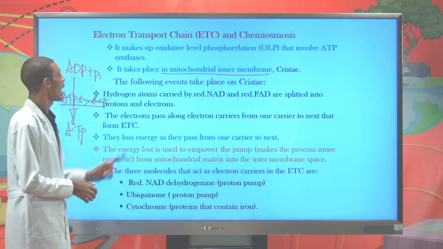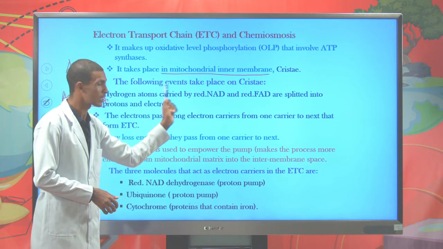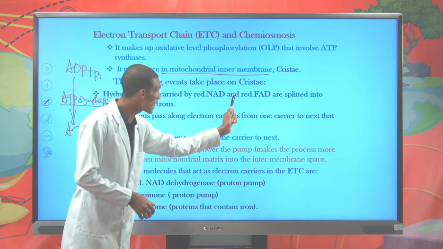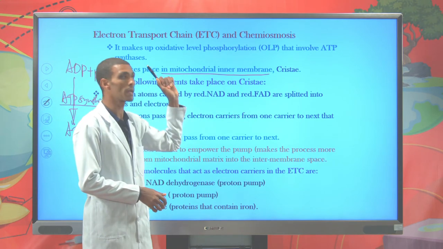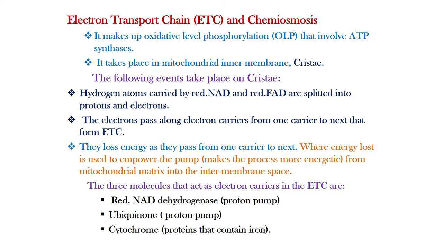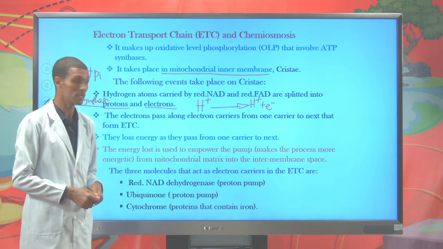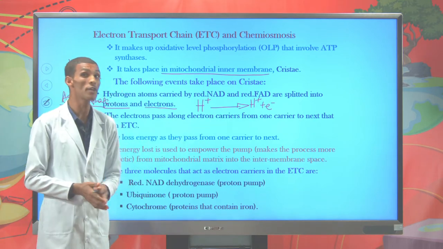Here, hydrogen atoms carried by reduced NAD and reduced FAD from the Krebs cycle are split into electrons, where the electrons pass from one carrier to another, which we call the electron transport chain, making the system efficient.